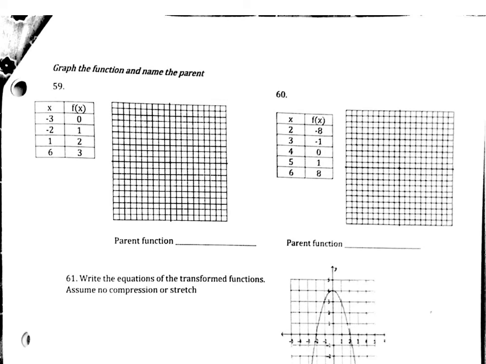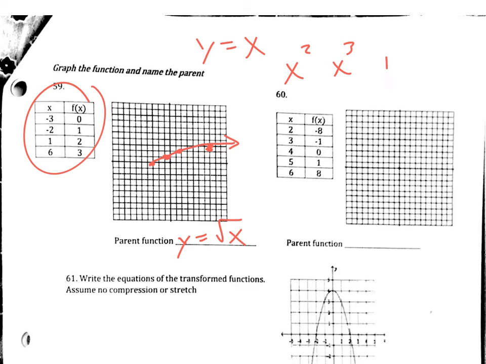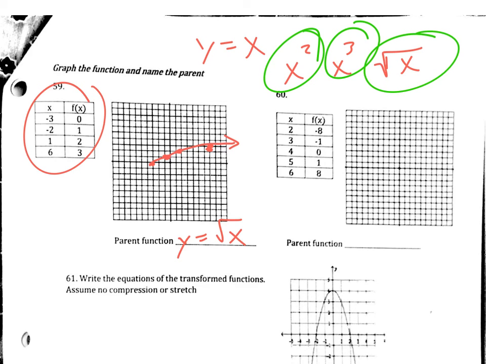Next one, graphing the function and name the parent. If we graph these points right here, we have (-3, 0), (-2, 1), (1, 2), and (6, 3). So it's somewhere right there. So if we connect all these, if you think about your parent functions, it's been a while, but this one's going to be y equals square root of x. So remember, your parent functions can be anything like y equals x squared, y equals x cubed, y equals the square root of x. So if you need to remember what these are, put these in your calculator to see what the graphs look like to compare what your graphs look like.